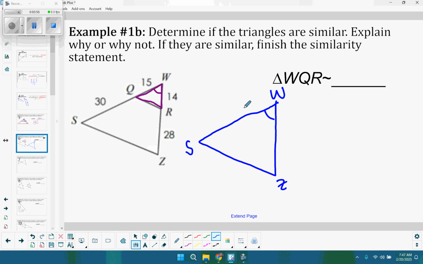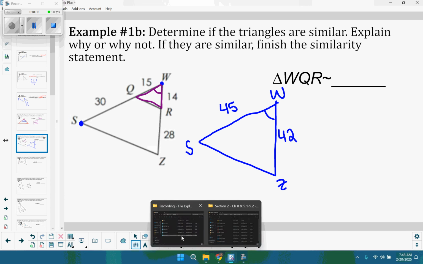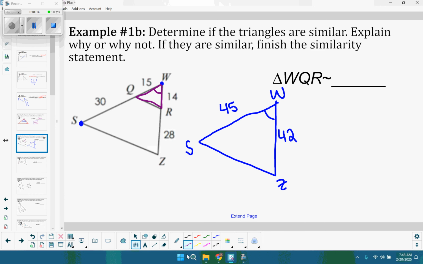The whole length of WS, from S all the way to W, this whole side is 30 plus 15 together. That's 45. And this whole side for WZ, from W to Z, is the 14 and the 28 together. That's 42. When I want to check if my sides are proportional, I'm going to pick in my little triangle, the bigger of the 2 numbers was 15. And in my bigger triangle, the bigger of the 2 numbers was 45. In my little triangle, the smaller of the 2 numbers was 14. And in my bigger triangle, the smaller of the 2 numbers was 42.